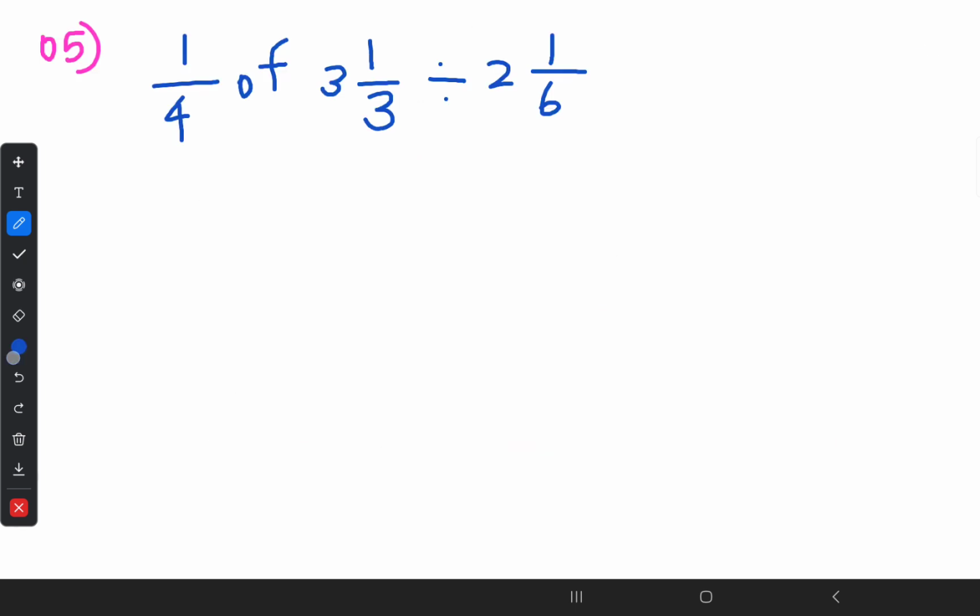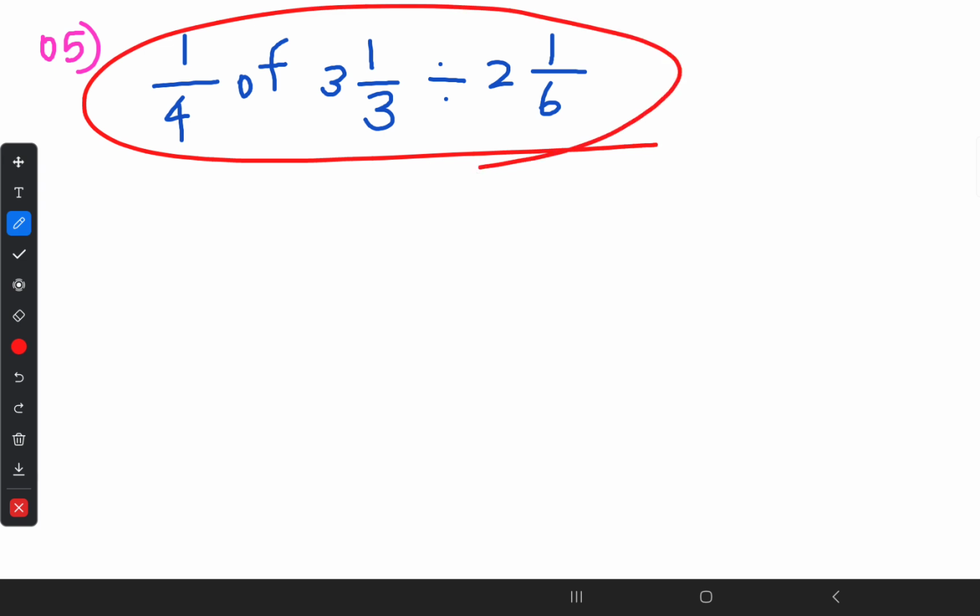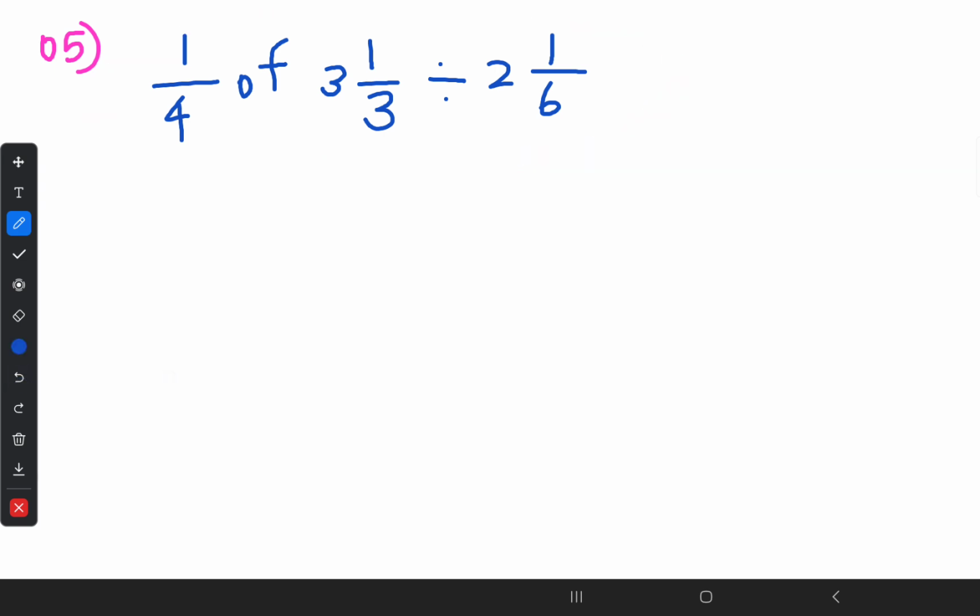Okay, I'll explain this question. Before starting the operations between these fractions, if there are mixed fractions, first of all you should convert the mixed fractions to improper fractions. Keep all the other things as they are. So 3 times 3 is 9, 9 plus 1 it would be 10 over 3. 6 times 2 is 12, 12 plus 1, 13.